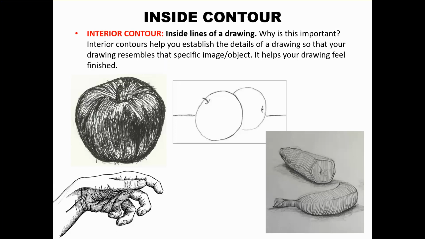So in your sketches today, you need to include the exterior contour and the interior contour. So you need to observe the shapes, draw the outside or the largest shape, and then work your way to the inside details. You must have those things in order to make your drawing feel polished and finalized.